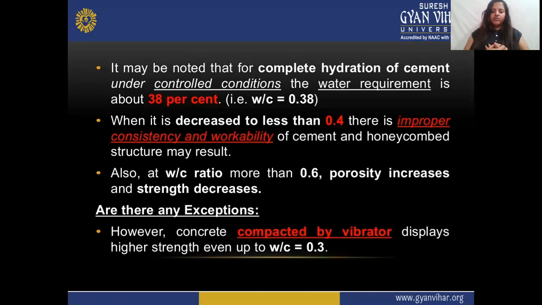However, concrete compacted by vibrator displays higher strength even up to a water cement ratio of 0.3. So if we are compacting the concrete, the water cement ratio can also be reduced. With the decrease in water cement ratio, we can achieve higher compressive strength.